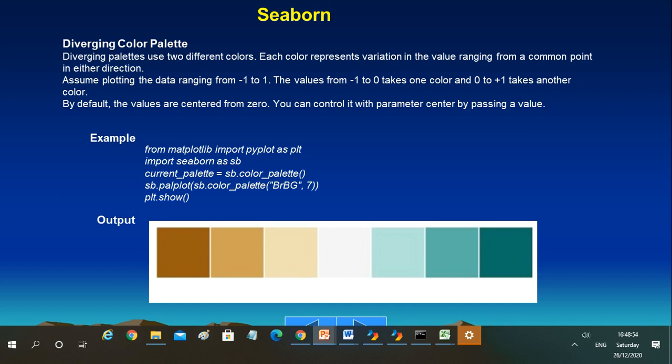So for example, from matplotlib import pyplot as plt, import seaborn as sb, current palette is equal to sb.color_palette, sb.palplot, sb.color_palette brbg, comma 7, and plt.show. So br means brown, and bg means blue and green. That is how you can see the mix of all, and the output would be something like this if you give that kind of code.